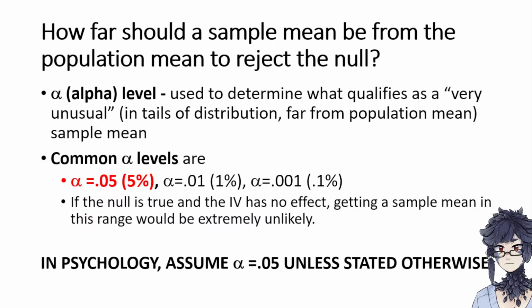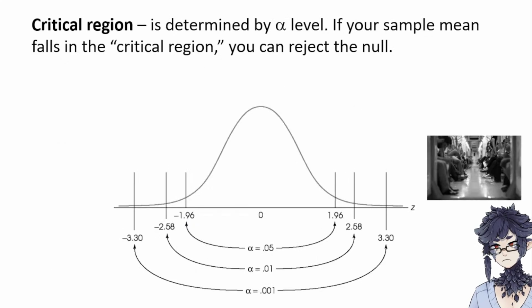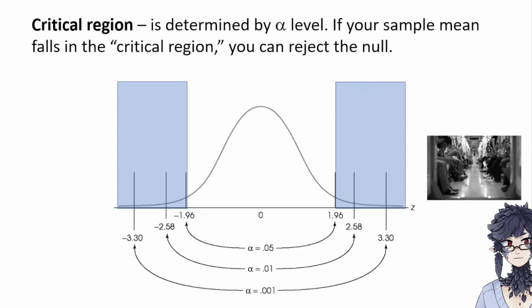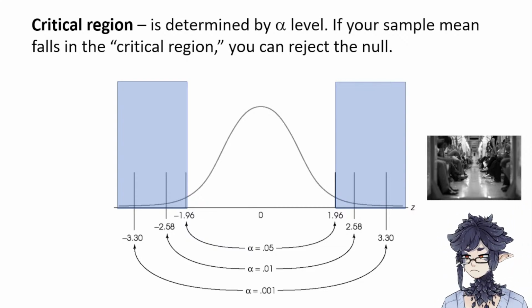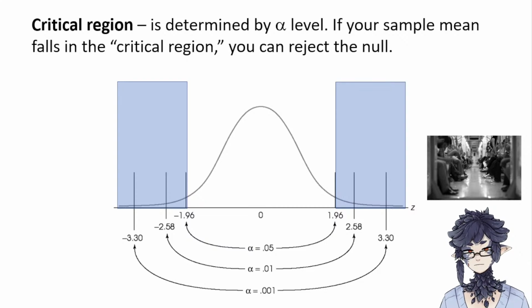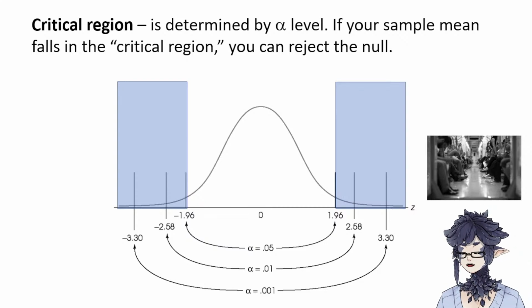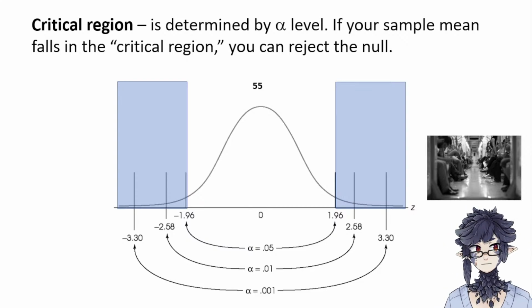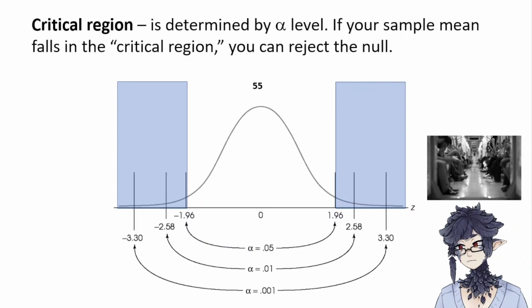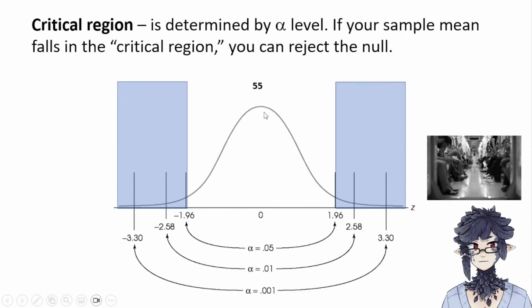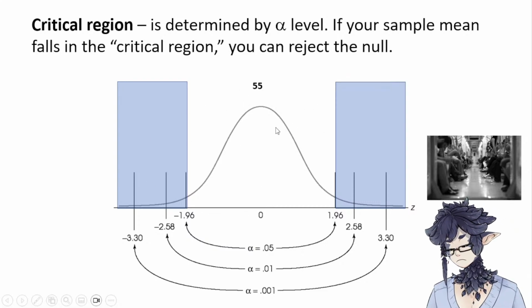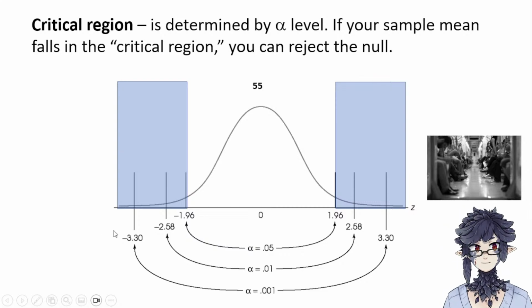The alpha level determines something called the critical region. The critical region is the part of the distribution where if your sample mean falls there, you reject the null. The typical critical region in psychology is here. So these shaded areas, this 0 here represents the population mean. In the case of the example, this would be the average crime coefficient in the population, which I made up the number 55 for. So in the population, the average crime coefficient is 55. That is the center of the distribution. If I select a random sample of people, it is most likely that their sample mean will fall close to this 55. It's very unlikely that it will fall out in the tails.